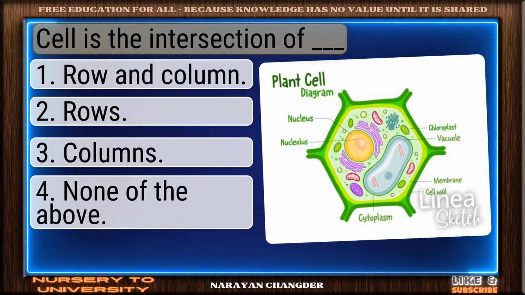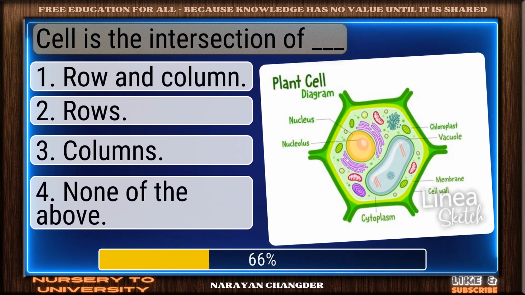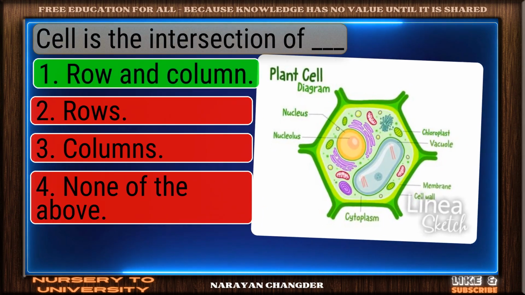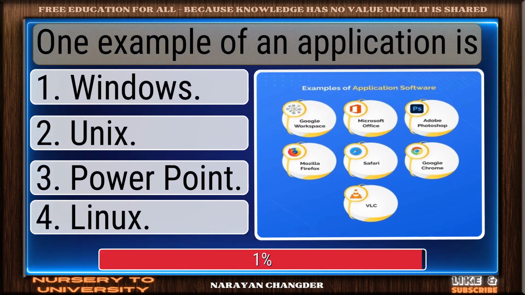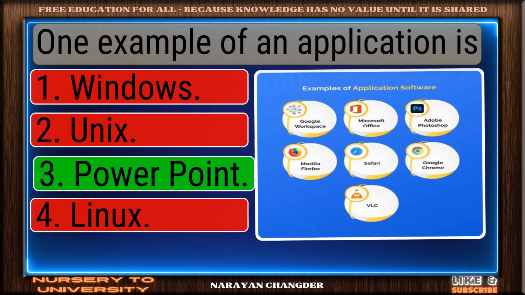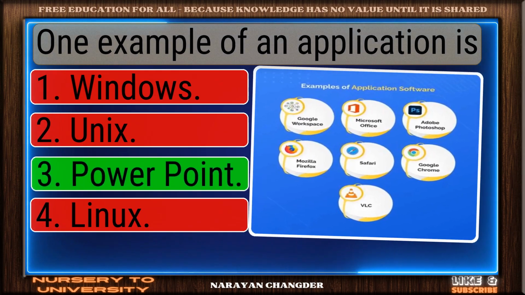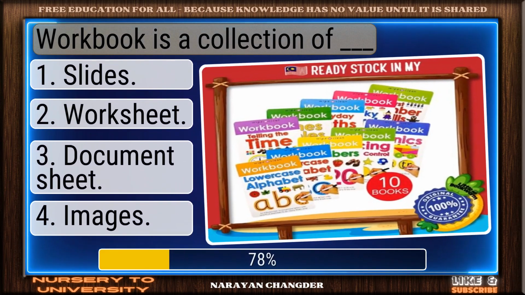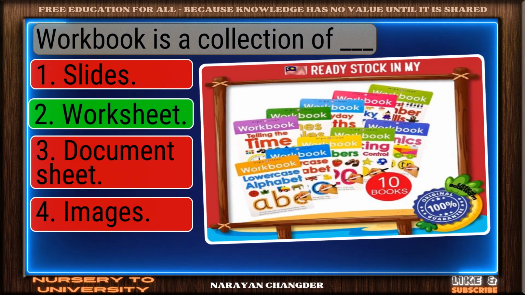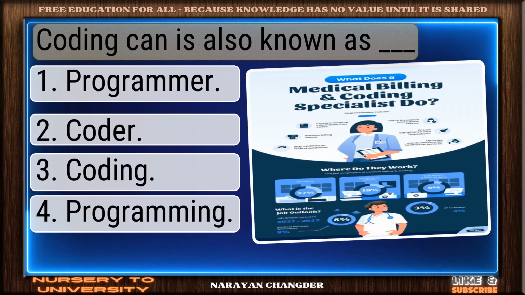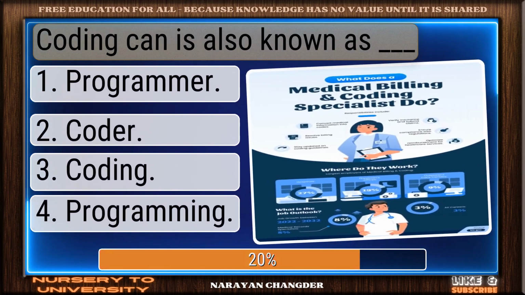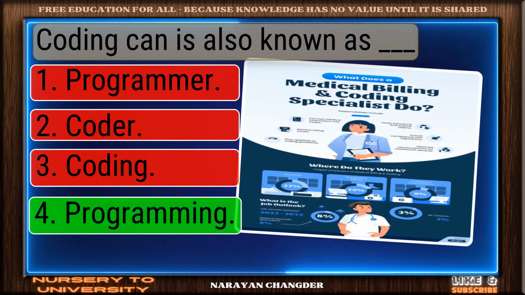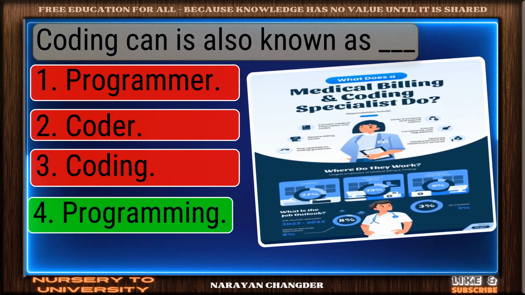Cell is the intersection of? Smart pick. Row and column is the correct choice. One example of an application is? Bravo, PowerPoint is the answer. Workbook is a collection of? Correct. Worksheet is the right answer. Coding is also known as? Nice selection. Programming is the correct and valid answer.